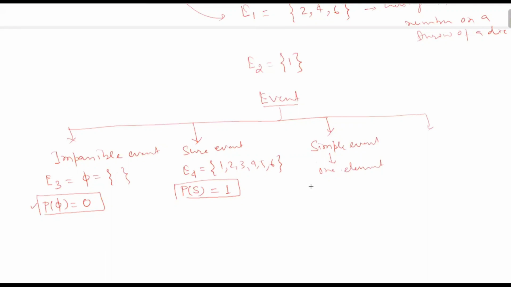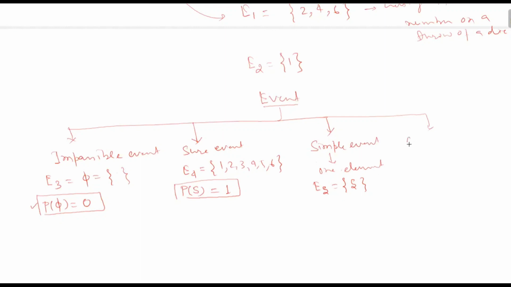If I'm throwing a die, taking the same kind of example, and my event is getting a 5, the number of elements in this set is 1. So this is called a simple event, with only one element.